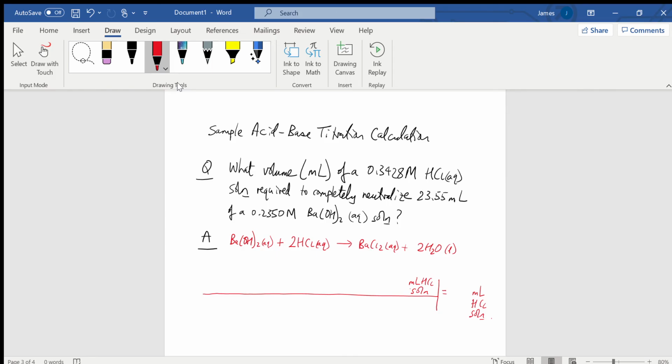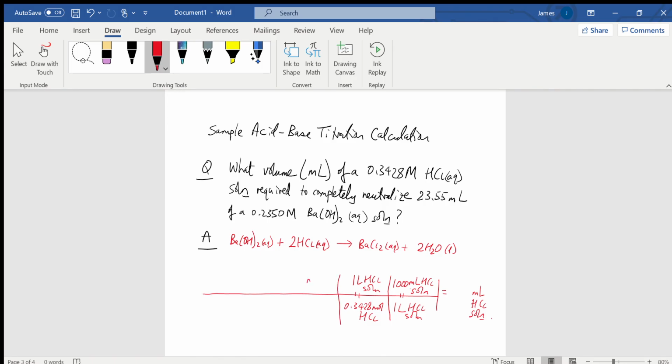So I know I need to write mL of HCl solution here, and I quickly need to get it into liters because of the equivalence between moles and liters in molarity. So let's do that. I know 1,000 mL of HCl solution is 1 liter of HCl solution. So I can write liter of HCl solution here. I know from the question that 1 liter of HCl solution is 0.3428 moles of HCl. That's what molarity means. Molarity means moles per liter.